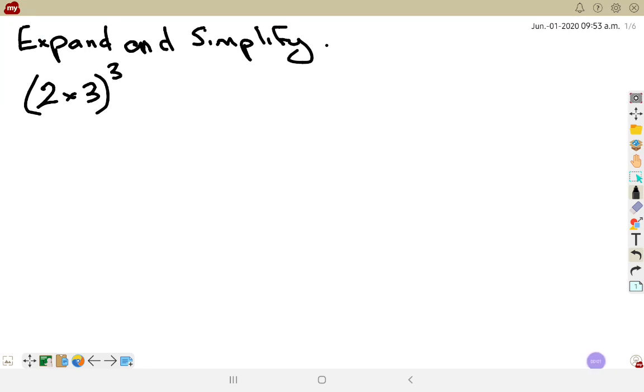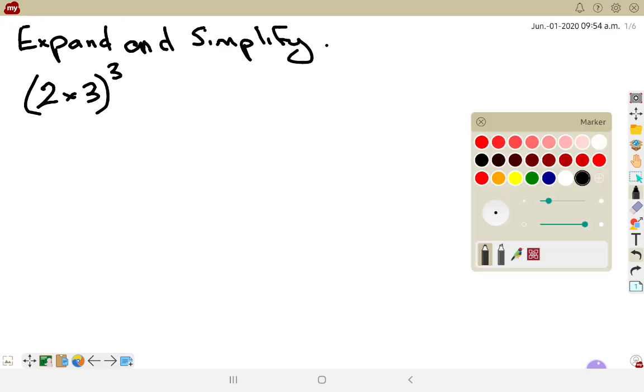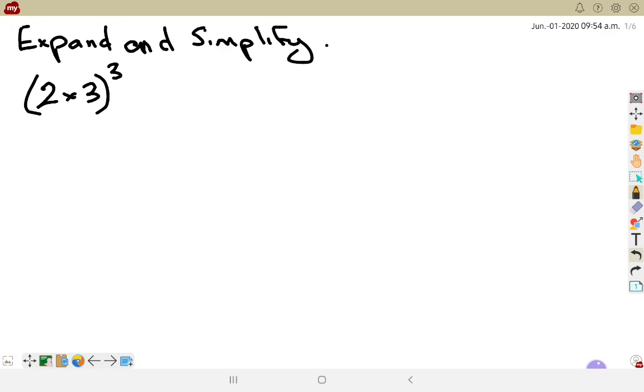Today I'm going to look at continuing the exponent laws that we had talked about in our last video. So again, I'm going to take this here and I'm going to expand and simplify. So inside the brackets we've got 2 times 3, and then that is raised to an exponent of 3. Okay, so you'll remember from our definition of exponents that the exponent, if it is touching that set of brackets, it means everything inside the brackets would be repeated.